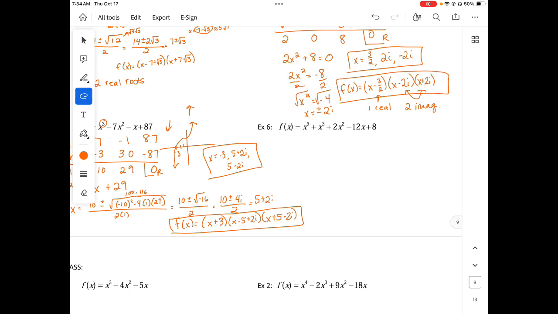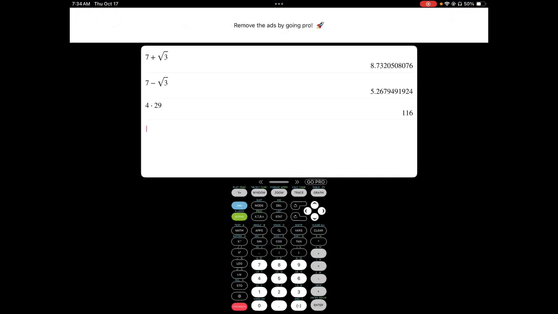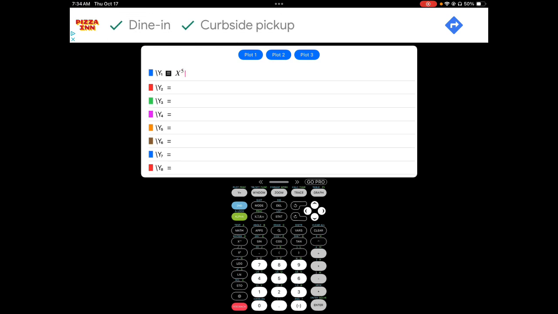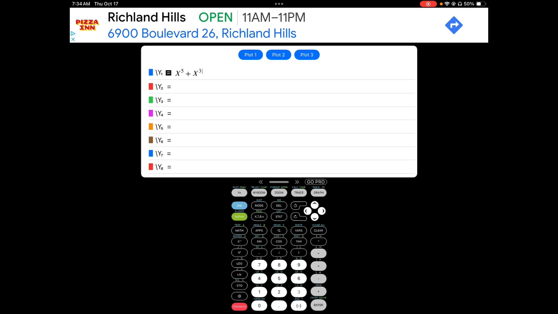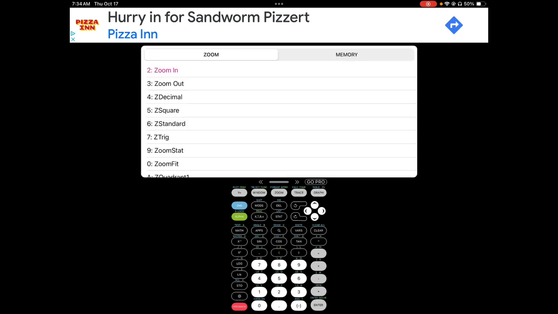Okay. All right, this next one we have to the 5th power, so we know it's like this again. So we've got to find some roots here. So I'm going to go ahead and put this into the calculator to see where we're at. So x raised to the 5th plus x raised to the 3rd plus 2x squared minus 12x plus 8. Okay, hit graph. I'm going to zoom. I'm going to go to standard.